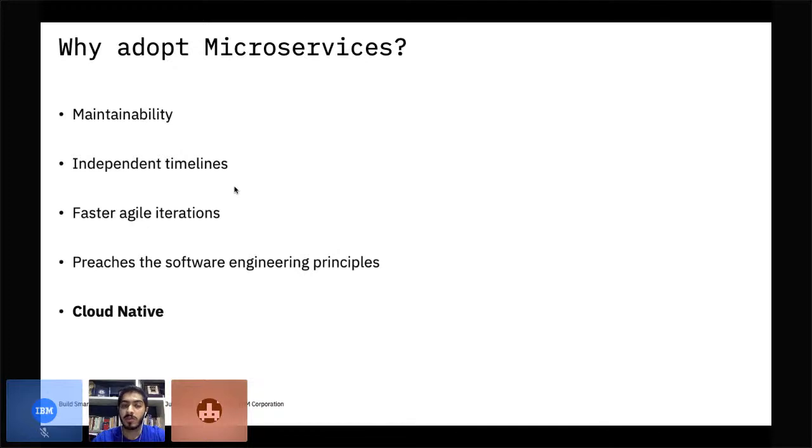Also, they preach software engineering principles. The idea here is that software engineering always praises loosely coupled applications. You don't want things to be heavily dependent on each other, because otherwise it'll be really hard to maintain an application. So microservices preach these principles as such. And then lastly, we have what is called cloud native. If you're developing a cloud native application, you would adopt microservices there. This is also a topic for a different workshop, but generally this is basically what has been going on lately.